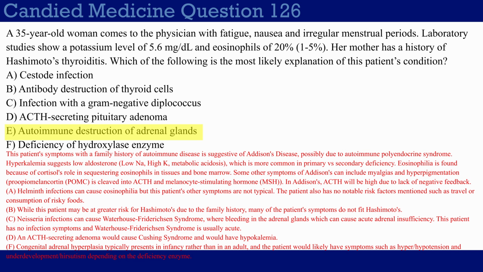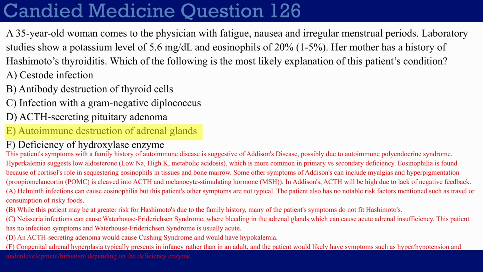Choice A, cestode infection. So obviously, some people, when they see the eosinophilia, will reflexively start thinking helminth infection of some kind, with cestodes specifically being tapeworms, right? Like Taenia solium, Taenia saginata, and Diphyllobothrium latum.